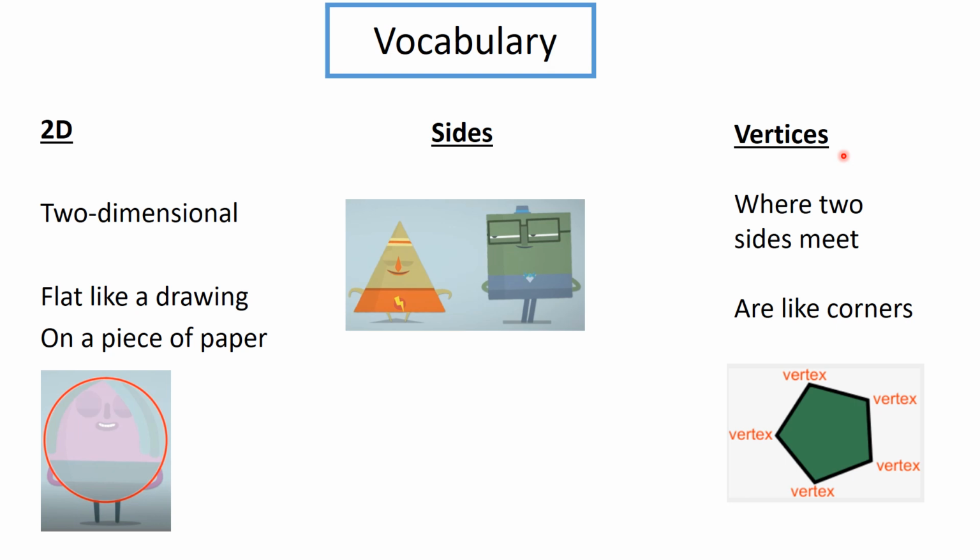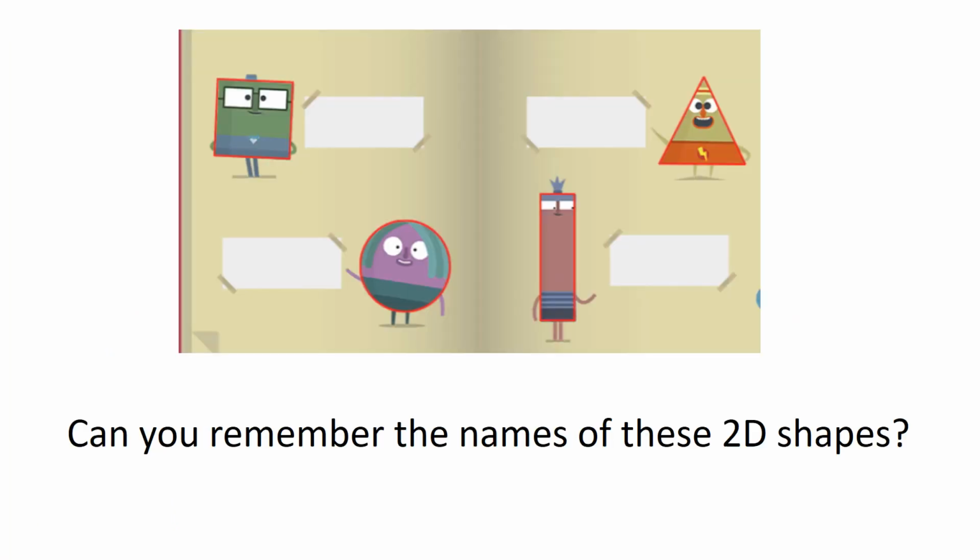Another word we're going to be using a lot of today is vertices. So a vertex is where two sides meet. And if we're talking about more than one vertex, then we call them vertices. And down here you can see again a shape that has 5 vertices. One there, one there, one there, one there, and one there. And you might agree with me that they look a little bit like corners, so it's a good way to remember them. So we've got 2D, sides, and vertices.